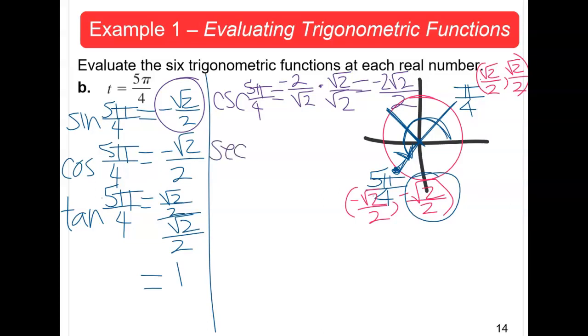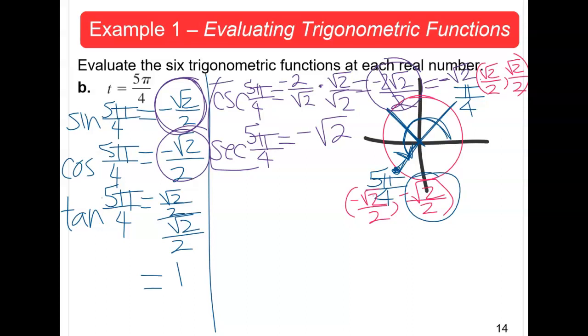For secant of 5 pi over 4, it will be the reciprocal of cosine, but we already have that because it happens to be the same as the reciprocal of sine, so it will be the same number. Oh, and I'm sorry, I forgot to see that we have 2 over 2, so that is equal to 1. They cancel out, so the final answer should be only the negative square root of 2. And so for this one, it will be the same thing, the negative square root of 2. So in this case, cosecant and secant are equal.